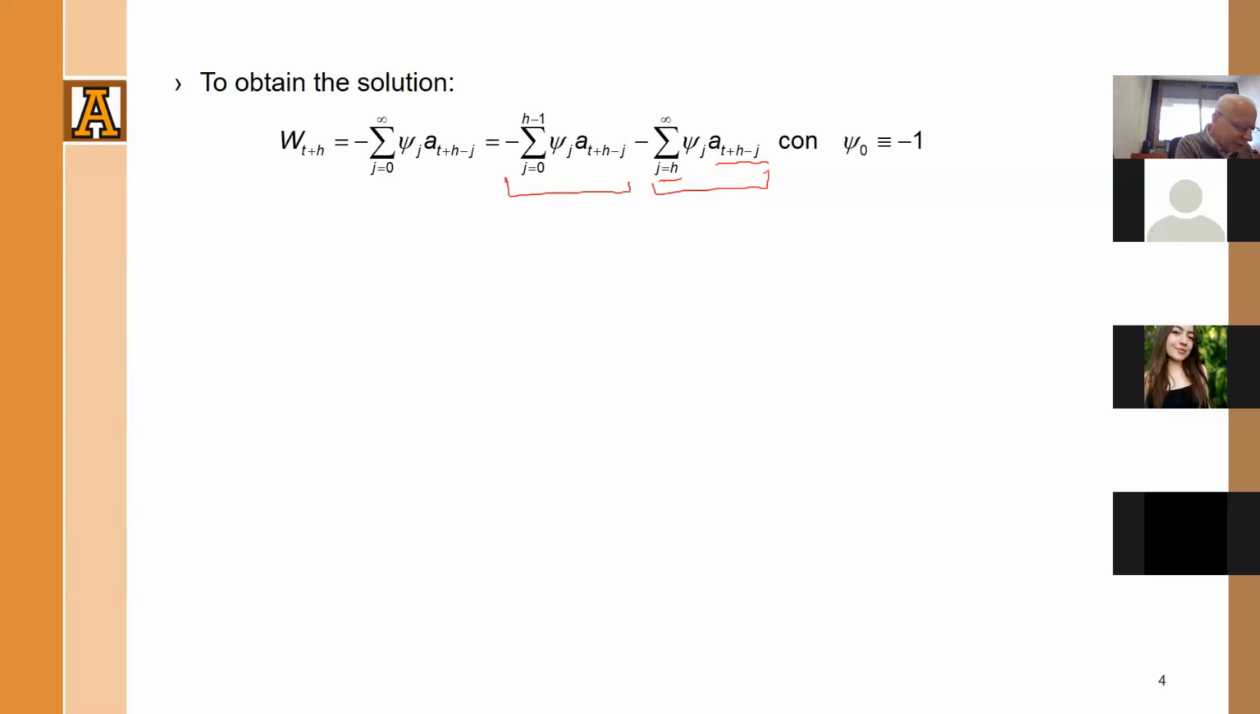Assuming here that psi_0 is equal to 1. So I'm essentially expressing the sum, the W_{t+h}, as the sum of two terms. The terms that are in the past and the terms that are in the future. That's the information that we do not know at time t, and this is the information that we know at time t.